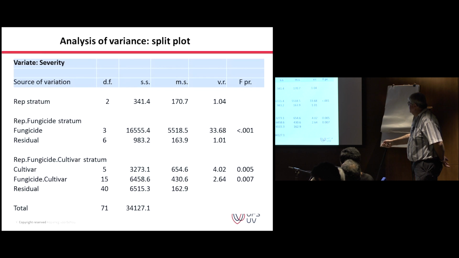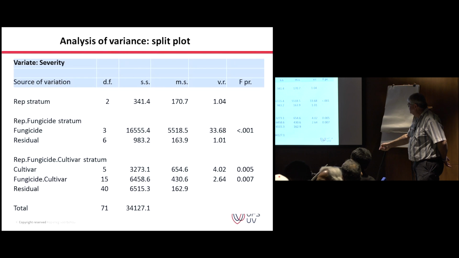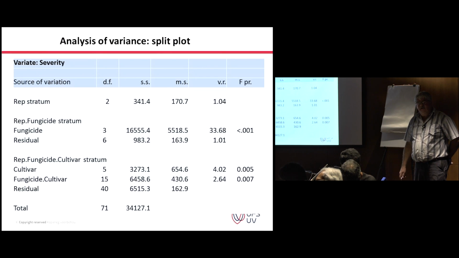It has its own error or residual. And if you're doing fungicide comparisons, you do it relative to that residual. So your variance ratio and your F probability is actually worked out according to that. And then you have the fungicide cultivar interaction with its own residual, and you do your cultivar or your subplot comparisons and your interaction comparisons relative to that residual. So essentially a split plot is two analyses of variance in one, if I can put it that way.